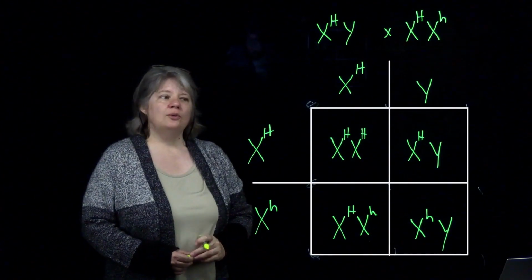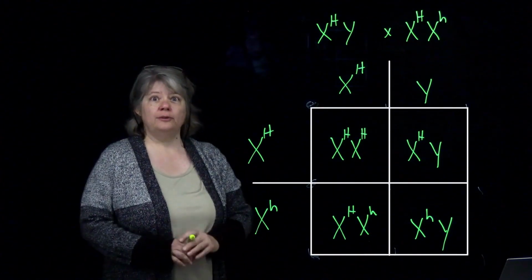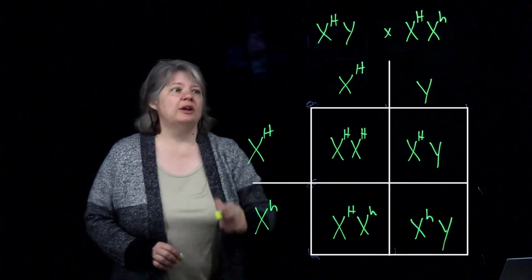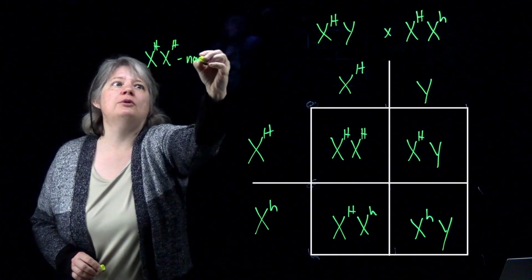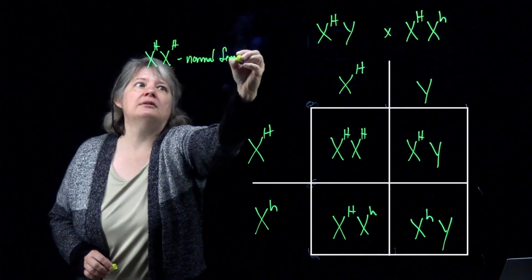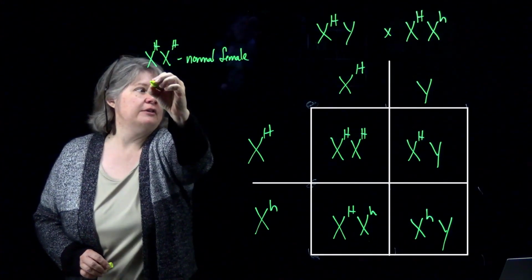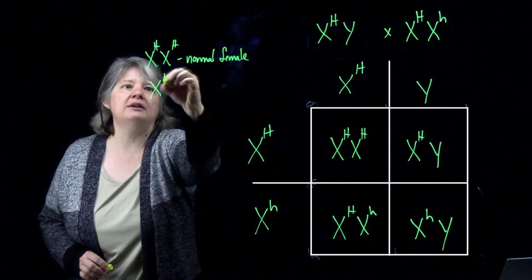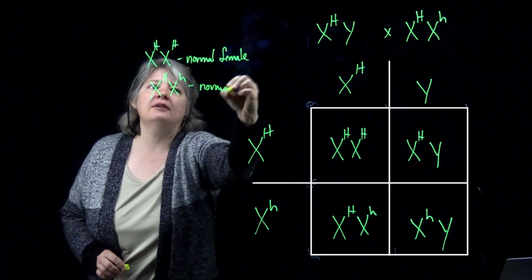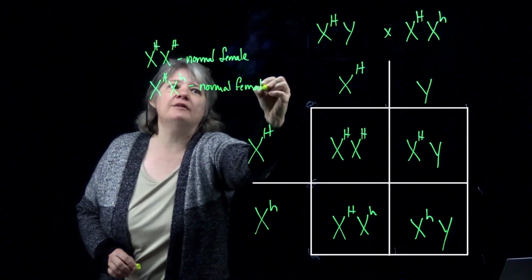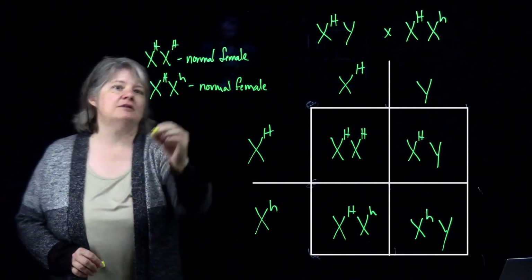Okay, and so we've got 4 offspring, all of whom have different genotypes. So we have some individuals who are X big H, X big H. Those would be normal females. We have other individuals who are X big H, X little h. They're also normal. They're not going to have hemophilia. Again, they might be able to pass it on to their offspring, but they don't have the disease.